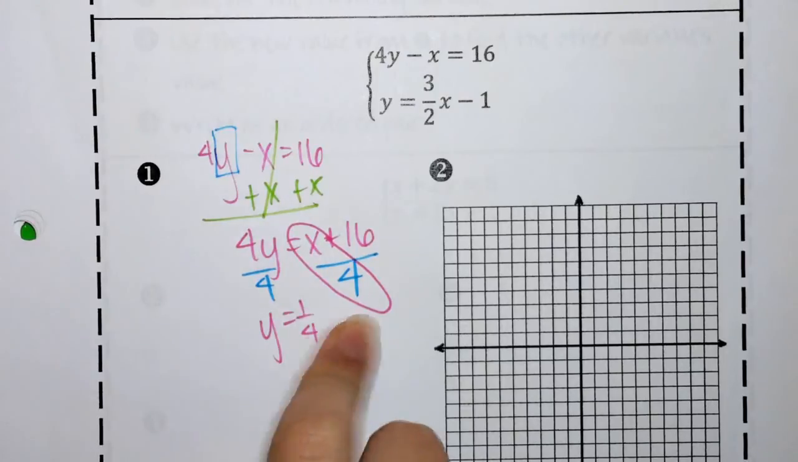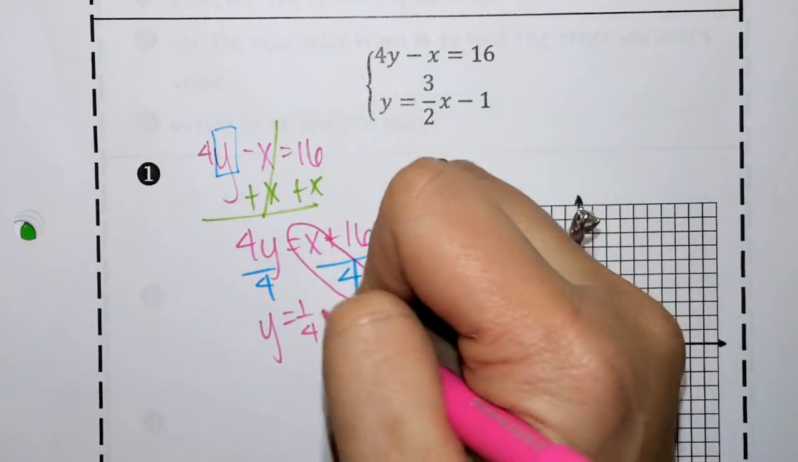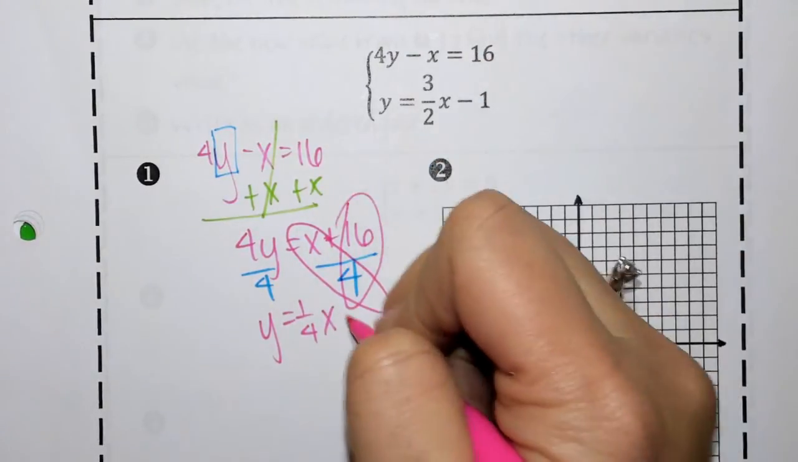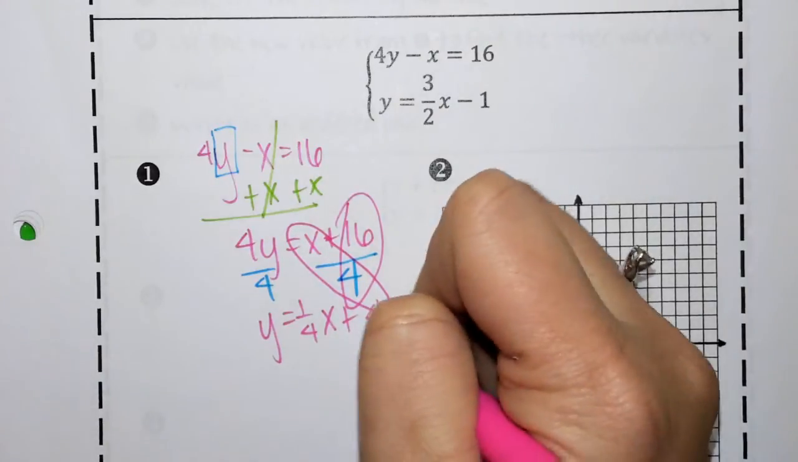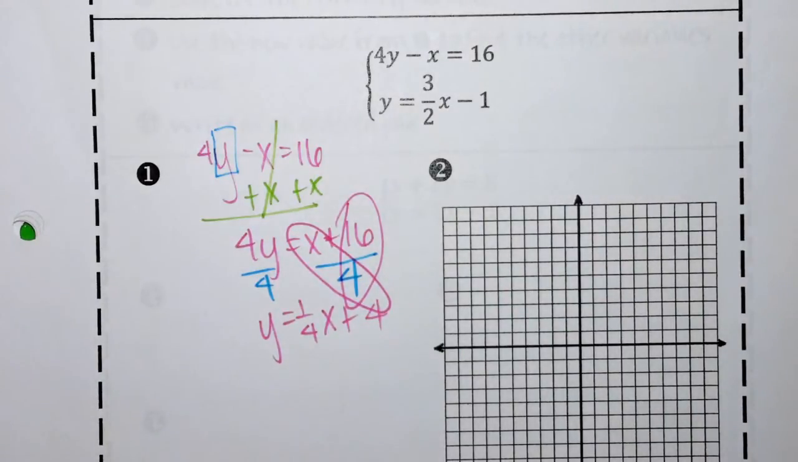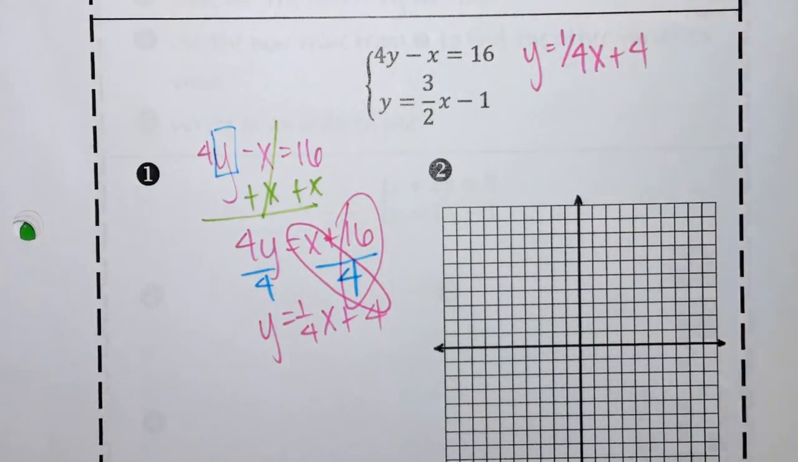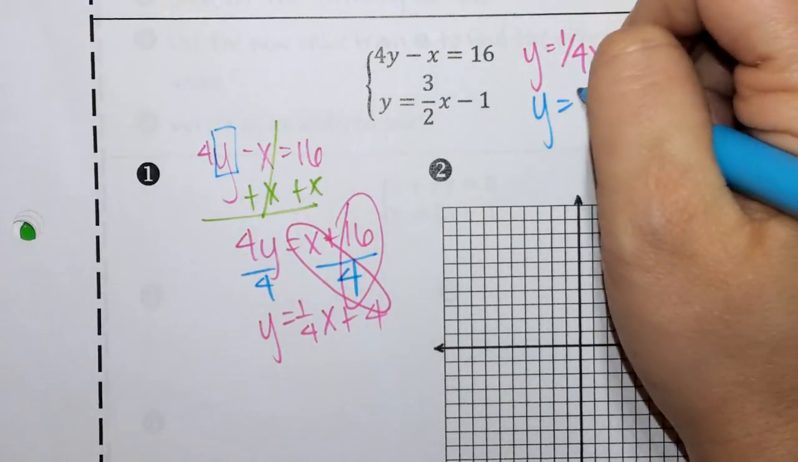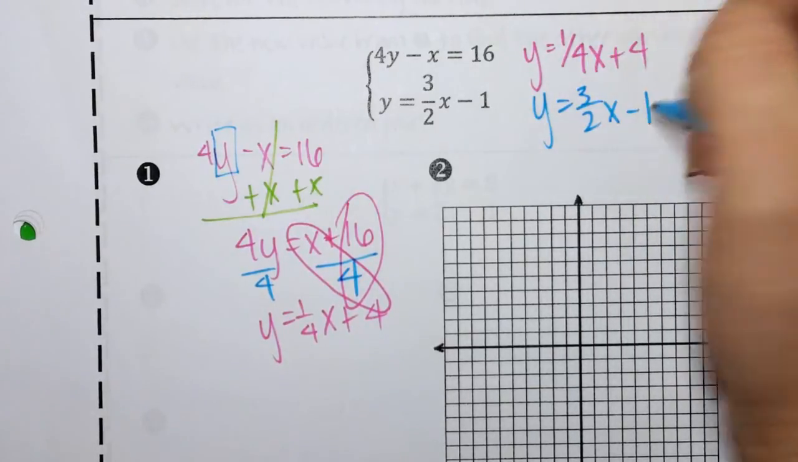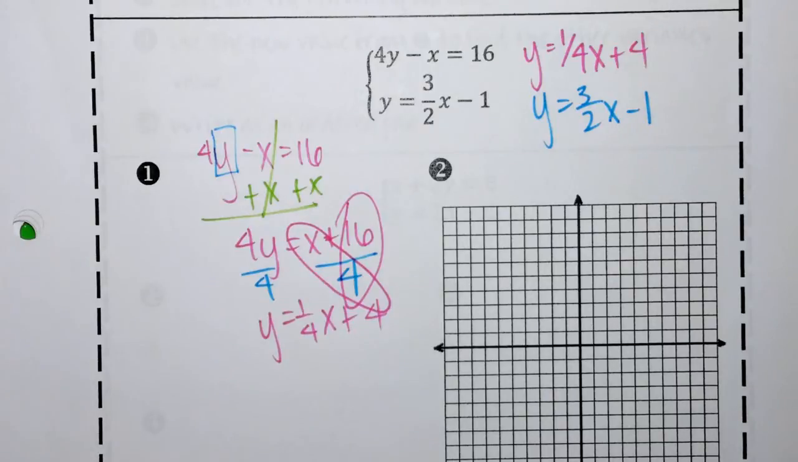Okay, so we did x divided by 4 and got 1/4 x. Now we need to do 16 divided by 4 and get what? 4. Boom! Alright, what does step 2 ask us to do? Graph it on the same grid. They have to be on the same grid. Does everybody understand that? Otherwise you won't know where they cross each other.